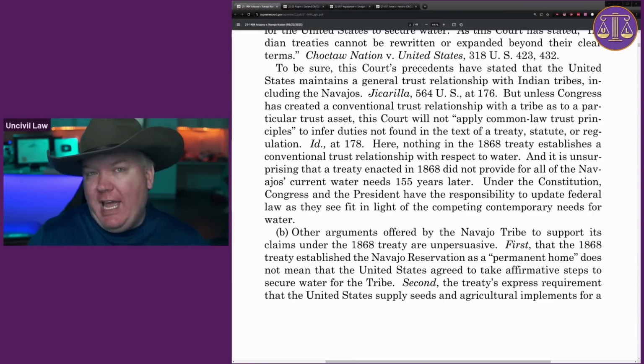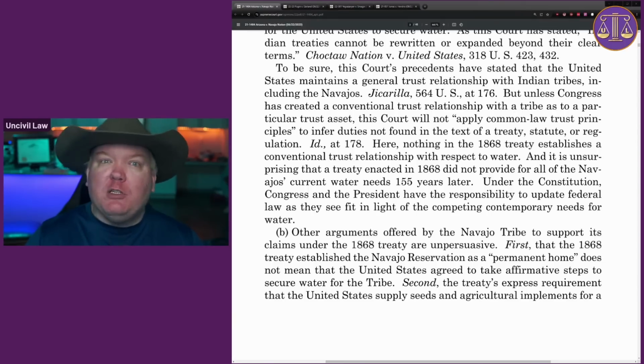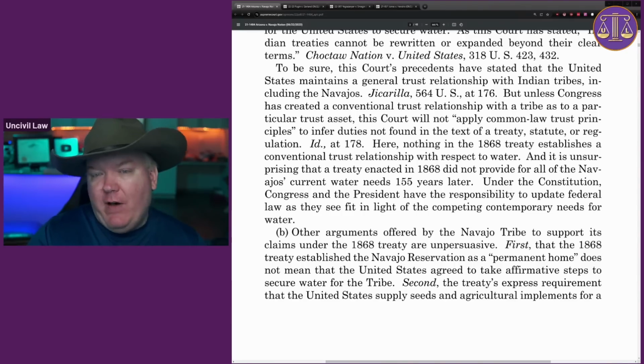So again, you can kind of look at this as private parties language, right? If you were engaged in a private trust with someone, that person has a duty to you because they have undertaken the duty by being in the trust. They are obligated to you as the trustee, as the beneficial party, to execute the trust in a way that furthers your interests because you're the beneficial party, right? Okay, that makes sense. So fine. But unless Congress has created a conventional trust relationship with a tribe as to a particular trust asset, this court will not apply common law trust principles to infer duties not found in the text, structure, regulation.